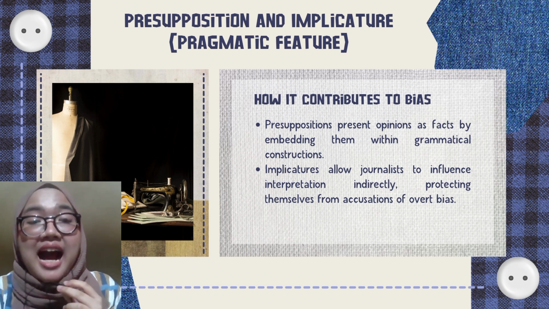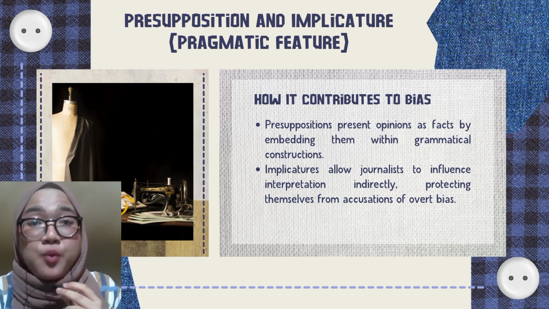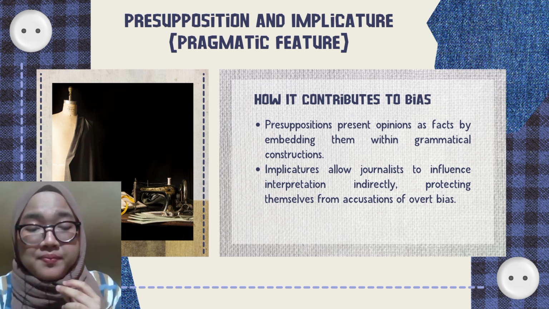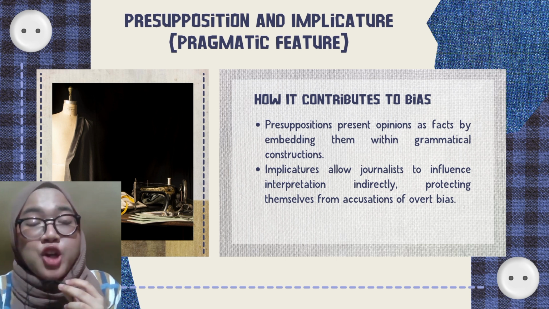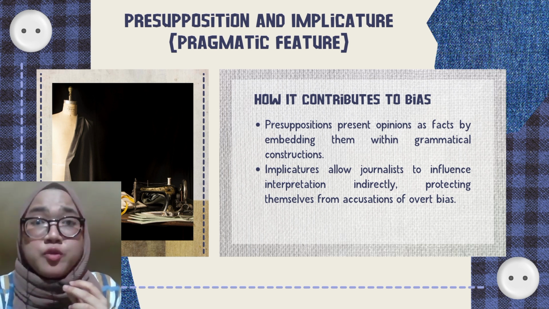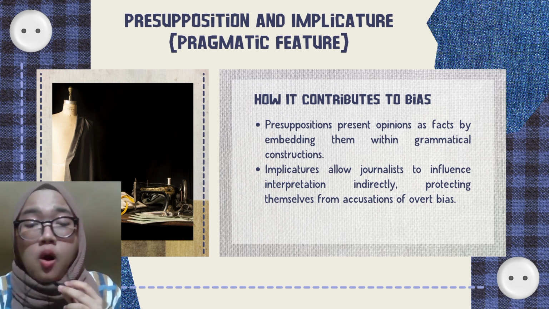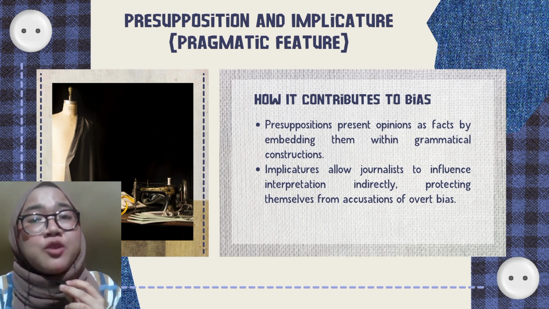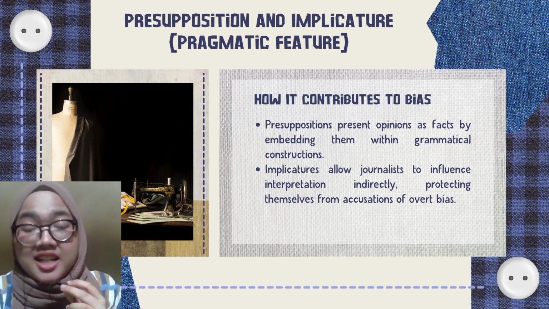Presuppositions make biased ideas sound like facts because they are hidden inside the grammar of a sentence. The reader doesn't always notice them or question them. Implicatures, meanwhile, are useful for journalists who want to guide how readers interpret something but don't want to look openly biased. This way, they can influence readers while avoiding criticism since they never said it directly.